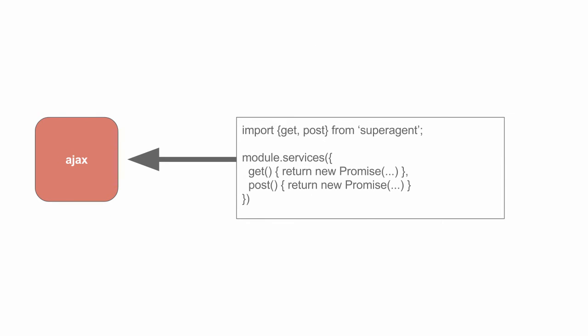We also define a fourth module. This module will handle our requests to the server. It will only expose some services that wrap superagent method calls into promises, making it easier for us to work with requests in our signals.